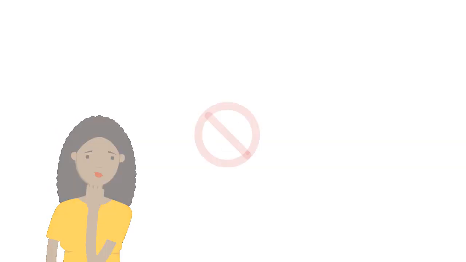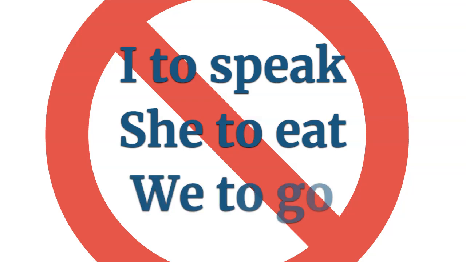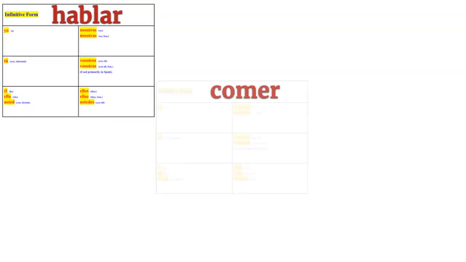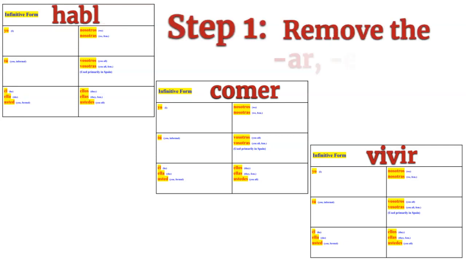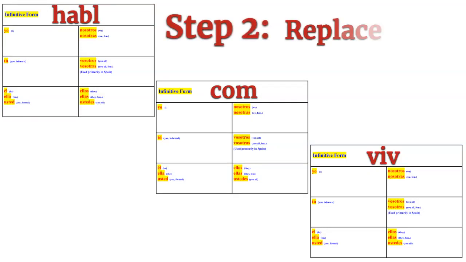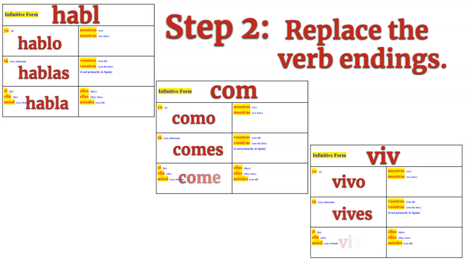Now, if you think about it, you wouldn't say I to speak, she to eat, or we to go. In English, you would change the verb to agree with the subject of your sentence, and you'll need to do the same thing in Spanish. Here's how we'll go about it for regular AR, ER, and IR verbs in the simple present tense. Step 1. Remove the AR, ER, or IR ending from the infinitive form of the verb. Step 2. Replace the infinitive ending with the appropriate ending for the person you are talking to or about.